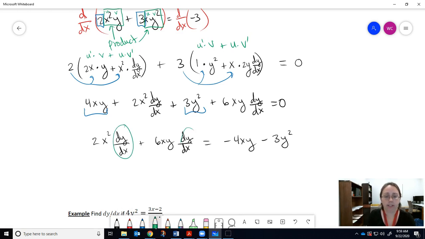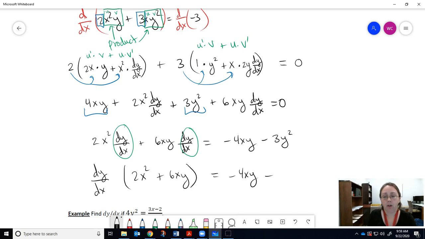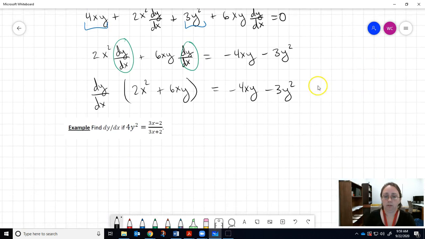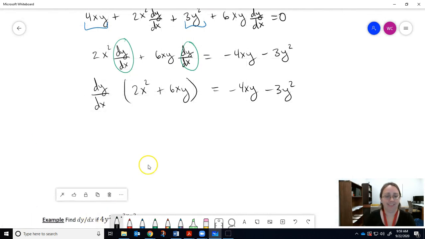You have dy/dx in common, so we can factor that out. So we are left with 2x squared plus 6xy equals negative 4xy minus 3y squared. All right, more room. Long problems. So if we get dy/dx by itself, we divide by the parentheses.